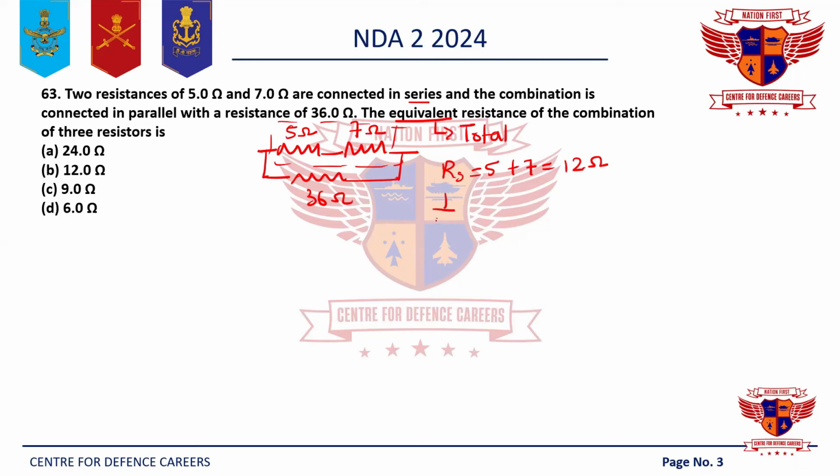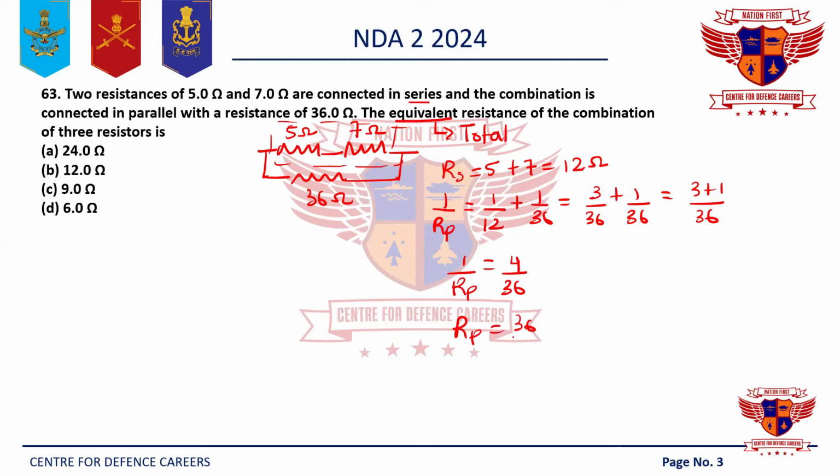Let's apply the parallel resistance formula. So we get 1/Rp = 1/12 + 1/36. So we get 3/36 + 1/36, which is equal to (3+1)/36. So 1/Rp will be equal to 4/36. So Rp will be equal to 36 divided by 4, and that will be 9 ohms. So the correct answer will be 9.